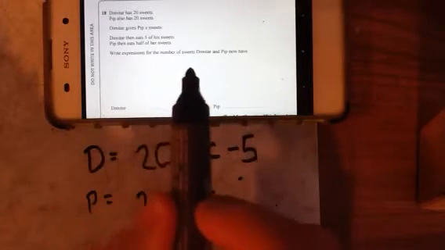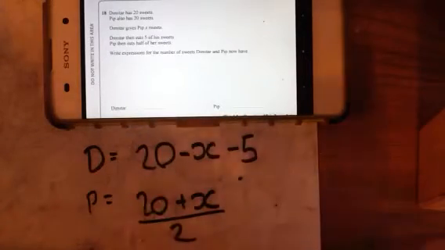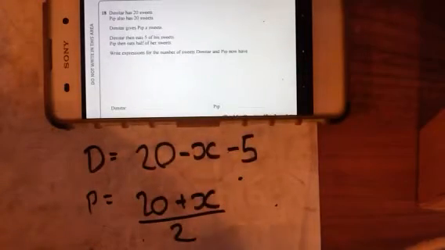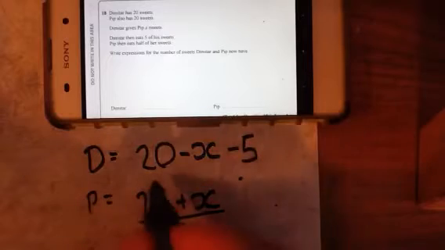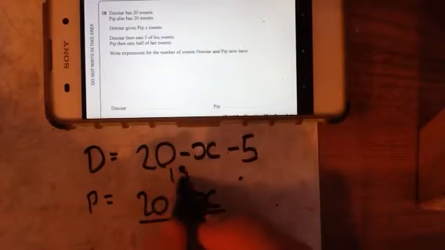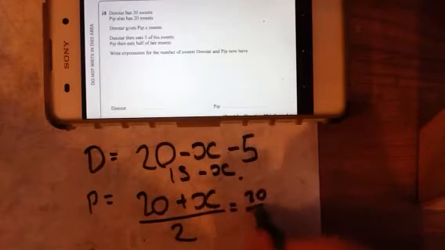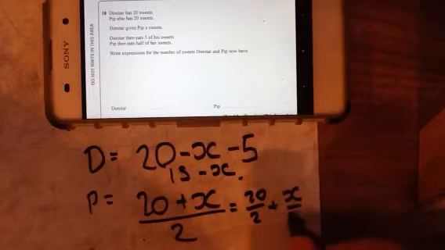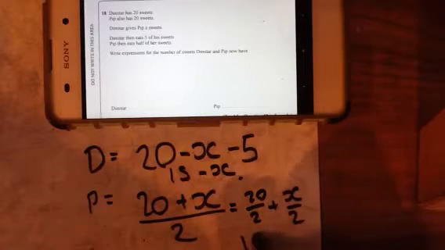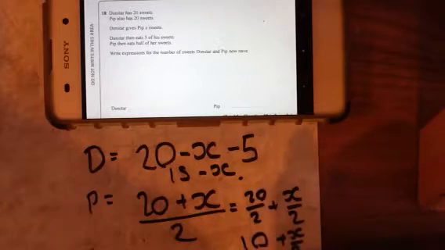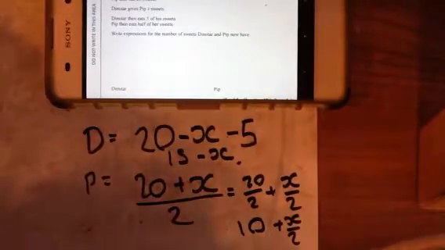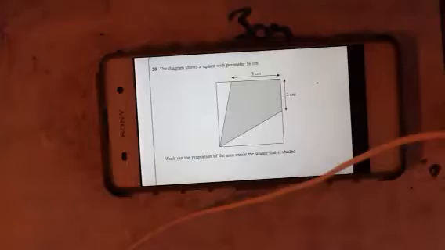Write an expression for the number of sweets Dimitar and Pip have. That's essentially it. Right. Now we could simplify this. Dimitar, I could just do 20 minus 5, so I've got 15 minus X. Okay, Pip, I could change this around a little bit, so that equals 20 over 2 plus X over 2, and then that's 10 plus X over 2. But you don't have to simplify this, it doesn't say write the expressions in the simplest terms.